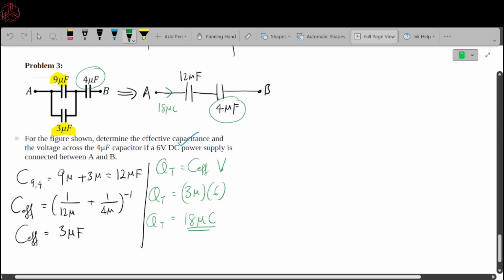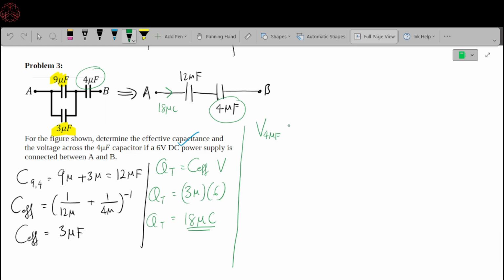both the capacitors. Okay, so once I know that, it becomes quite easy to figure out the voltage across the 4 microfarad capacitor, simply by taking QT and dividing it by the capacitance of the 4 microfarad. All right, so then I have 18 microcoulomb over 4 microfarads. The multiples of 10 to the power of -6 just cancel out, and I'm left with 4.5 volts.